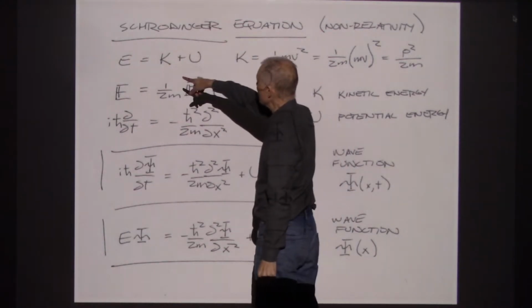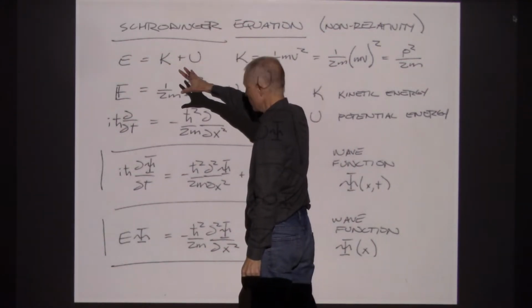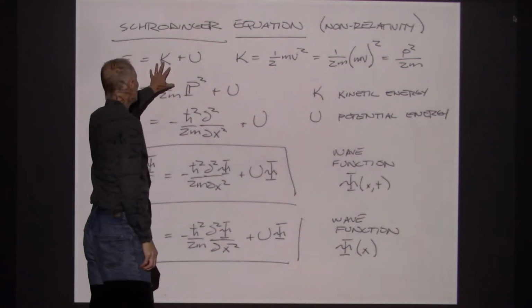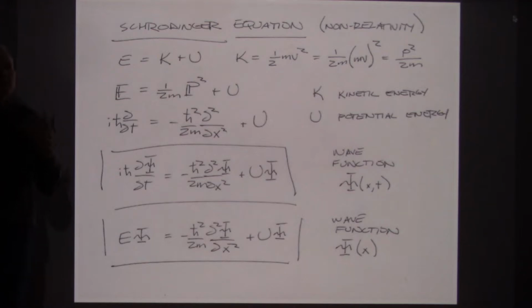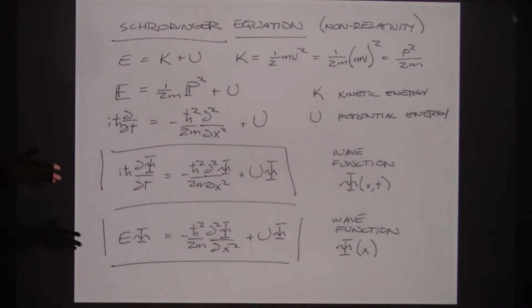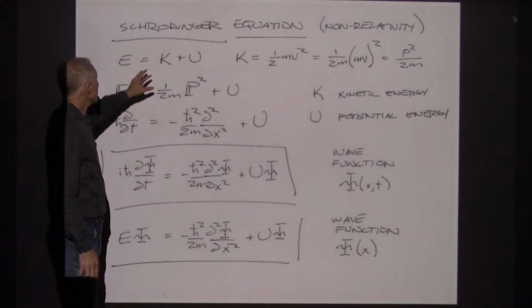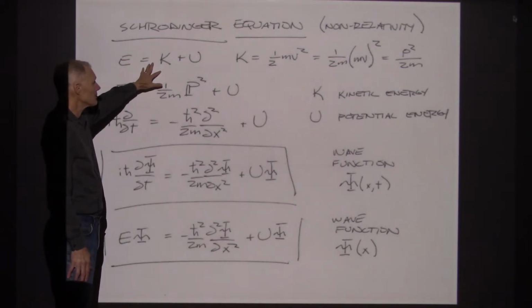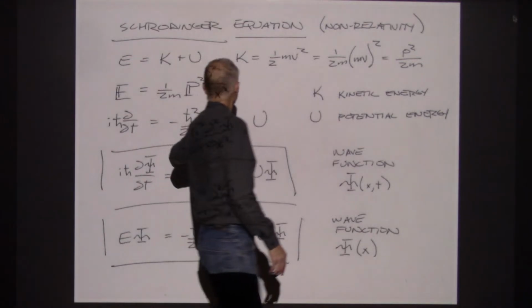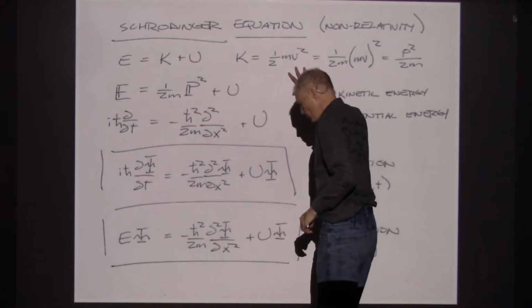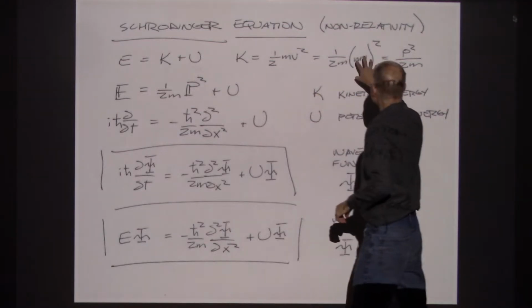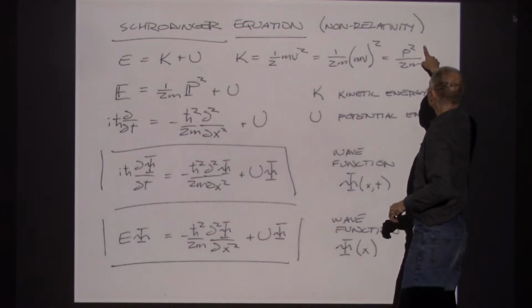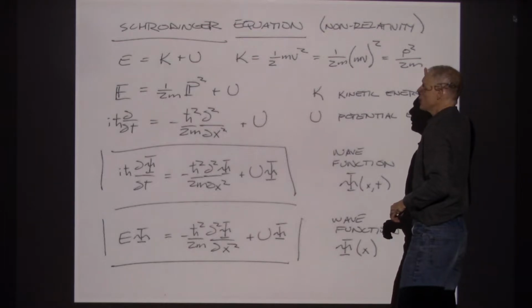Now, the Schrodinger equation says that the energy of a particle is the combination of its kinetic and potential energies. It's not relativistic. It does not include the mass energy of the particle, so an mc squared term is missing. But if we go back to classical physics, kinetic energy is given by 1/2 mv squared. That can be rewritten as momentum squared over 2m.